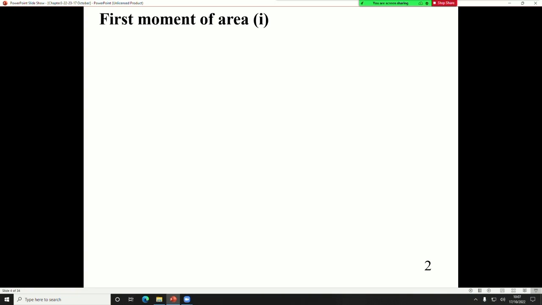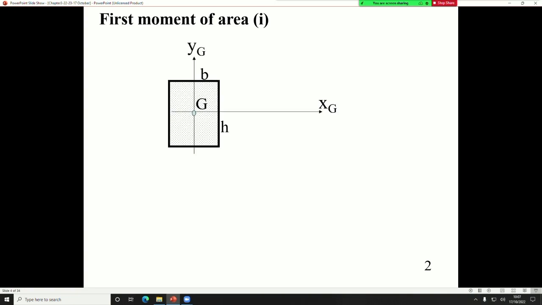So I is a little I for the first moment of area. You're familiar with a rectangular section, and you know where the position of its centroid is. It's exactly in the middle. Say this is a rectangle with the width of B and the height of H. G is the center of gravity or centroid of the section.